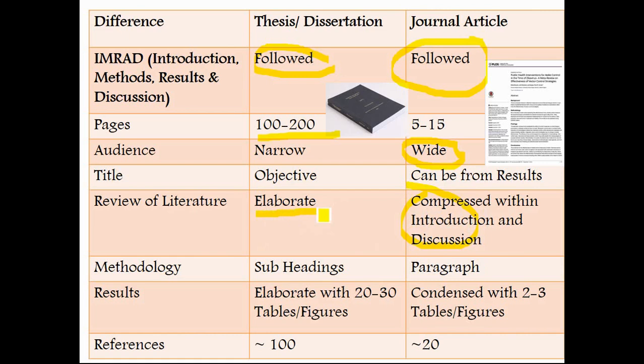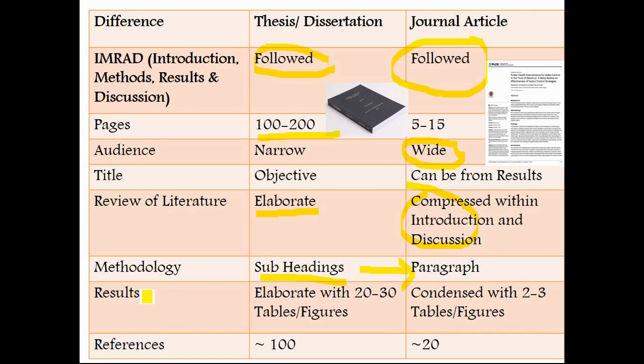Then in methodology you might have had some 10 to 15 subheadings like study area, sample size, statistical methods, inclusion criteria, exclusion criteria. All these have to be converted into paragraphs in your journal article, probably 2 to 3 paragraphs.